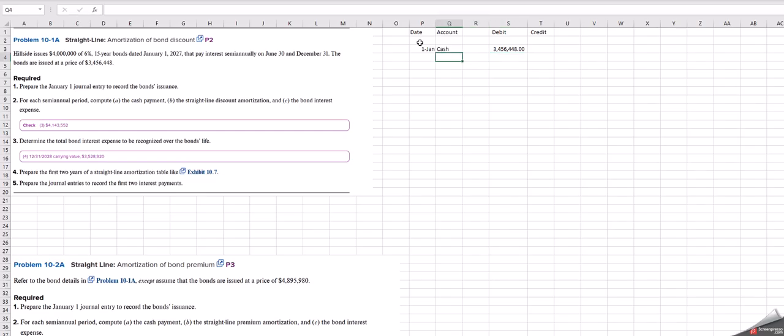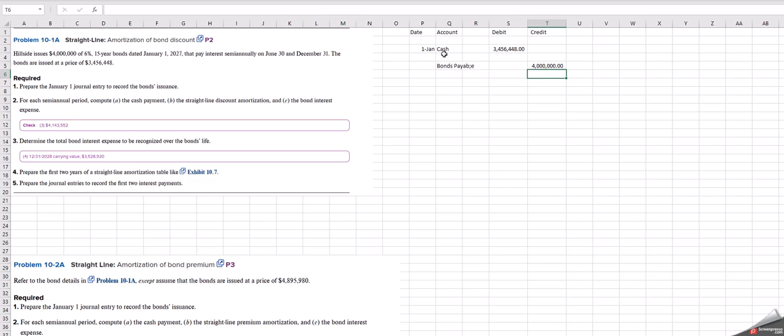In this case, because again, the par value, let me skip a little space, go down to the bonds payable, which is going to be a credit of the $4 million. Then because we got less cash than the par value, we have a discount on the bonds. And it's going to be for the difference. So 4 million minus the cash we received, that is our discount.